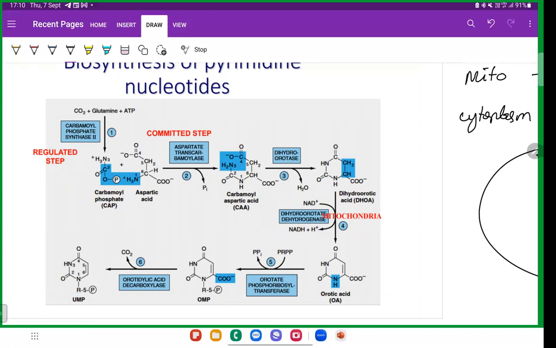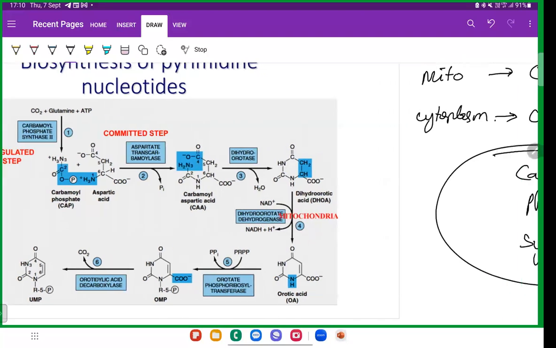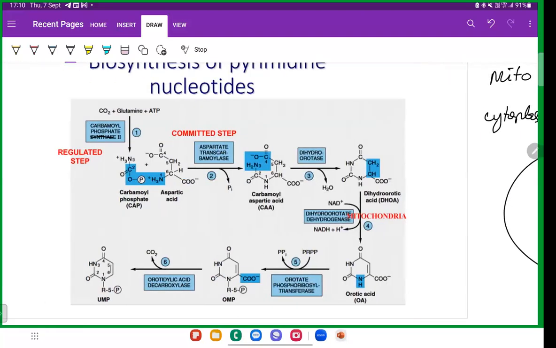Carbamyl phosphate synthetase 2 is not synthase. A mistake made in many places is that they give it as synthase. It is not synthase, it is synthetase. Since it involves ATP utilization, we call it synthetase. So it is synthetase 2, and it is going to give rise to carbamyl phosphate and aspartic acid.